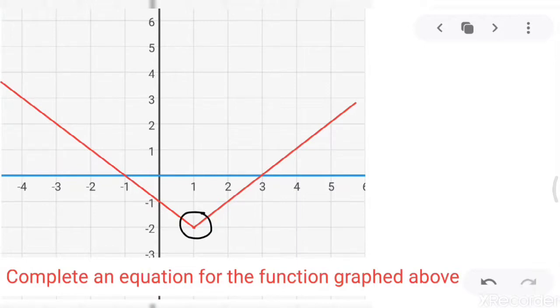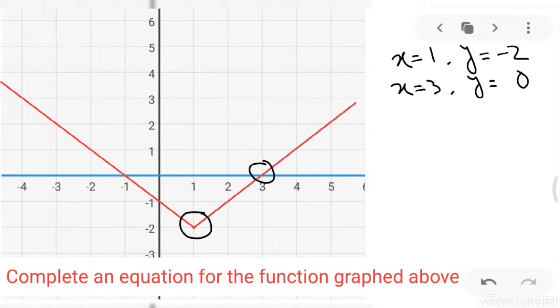Look at this point. Here x equals 1 and y equals minus 2. In this point x equals 3 and y equals 0 because this is on the x axis, and in this point x equals minus 1 and y equals 0 because this point is also on the x axis.